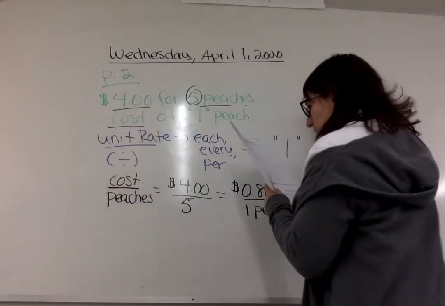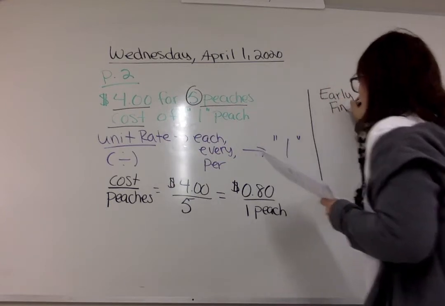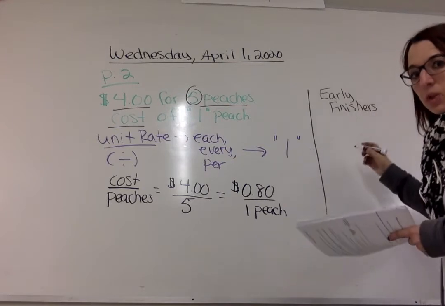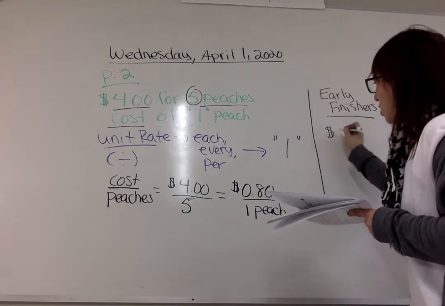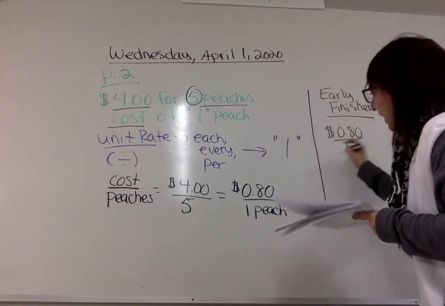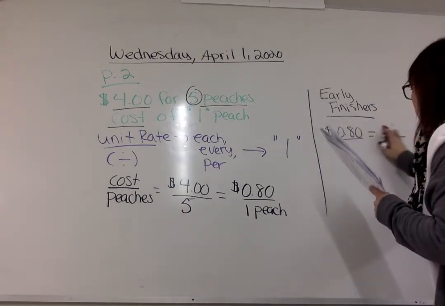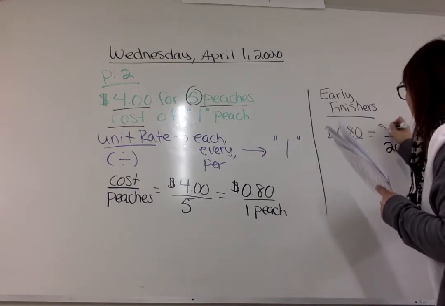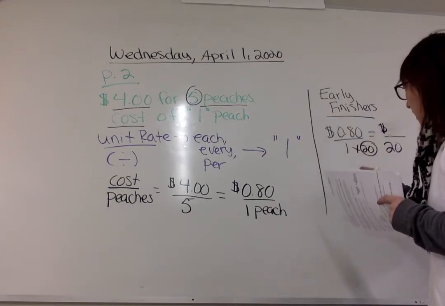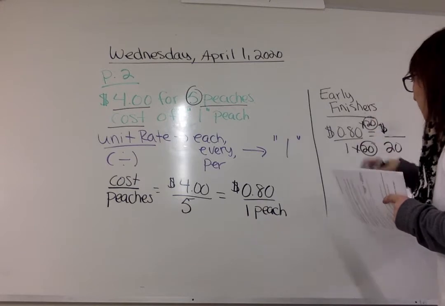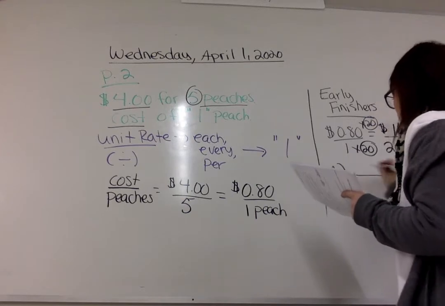Now, on the bottom, early finishers. Okay? If I want to buy 20 peaches, how much would it cost? Well, I know that 1 peach is 80 cents. I just found it. I want to know if I have 20 peaches, how much is it going to cost? Well, I know that 1 times 20 is 20. Therefore, I got to multiply the top by 20. And when I do, I get $16. So on part A, the answer is $16.